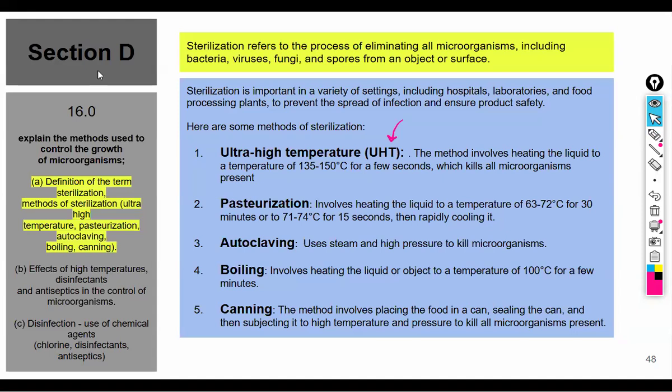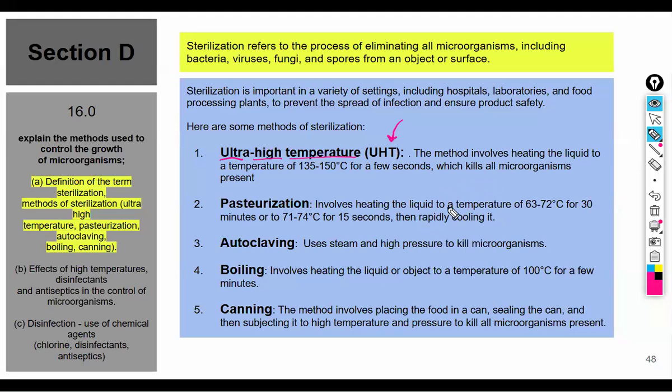And I know a lot of people out there don't know what UHT means, right? Here's the thing. UHT actually stands for ultra high temperatures. We all know very high temperatures can kill organisms, right? Most bacteria cannot survive very high temperatures, right?